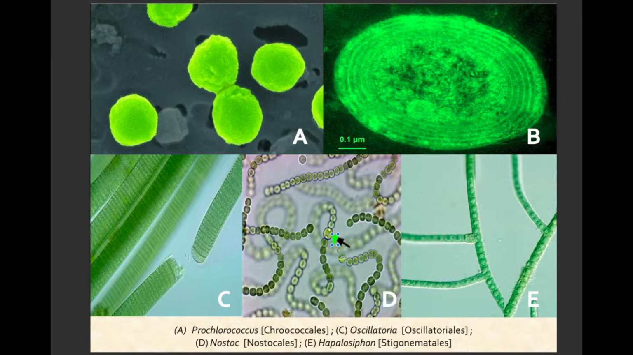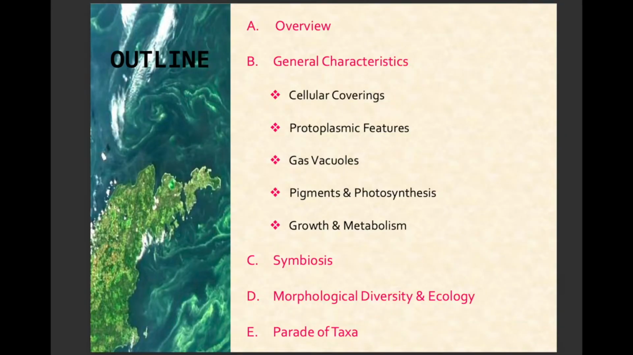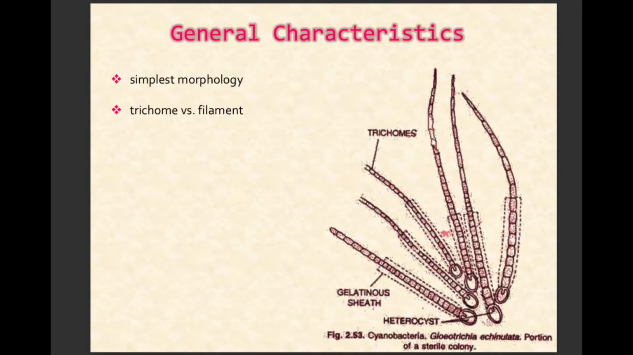Now, in terms of their general characteristics, we'll talk about their cellular covering, their protoplasmic features, the gas vacuole pigments, and the growth metabolism. Let's move on to the general characteristics. Your cyanobacteria, needless to say, has the simplest morphology among your algae groups. Simplest meaning most of them have a unicellular morphology, although some of them also have trichomes and filaments.